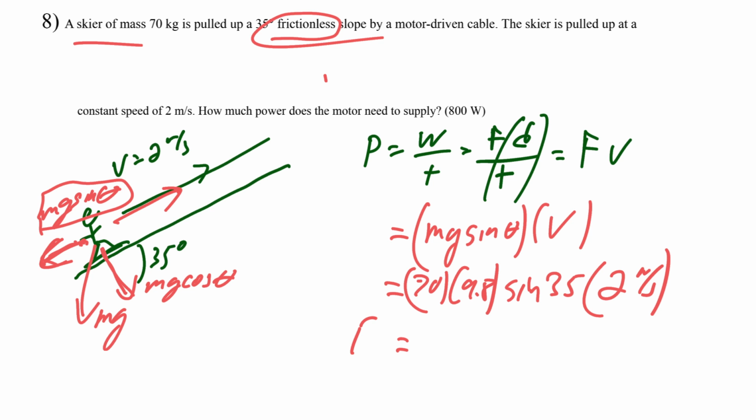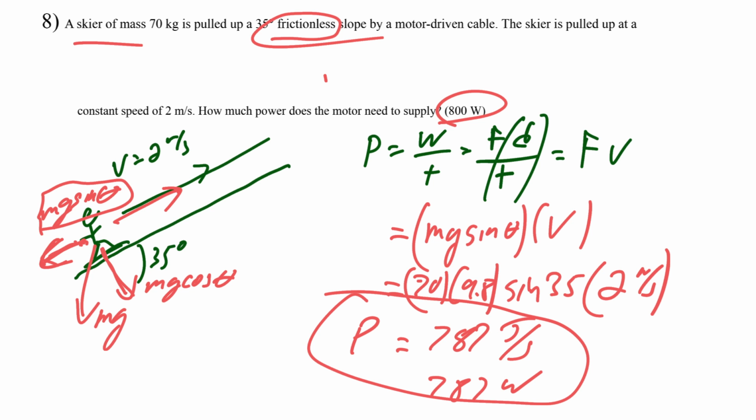All right, I'm guessing that 800 is rounded, so I'm just going to go ahead and plug it in and see what I get. So 70 times 9.8 sine 35 times 2 equals 787. So if we go to 3 digits, that's going to give us 787. Again, that's watts or joules per second for our power. All right, let's move on to question number 9.